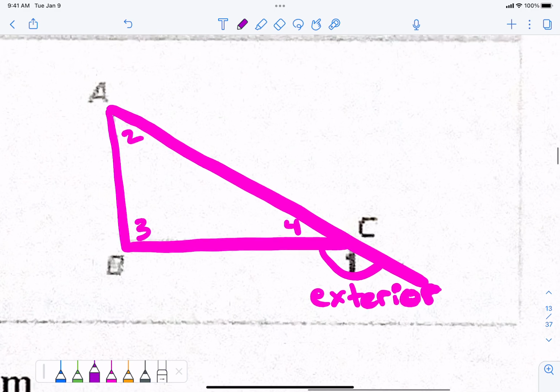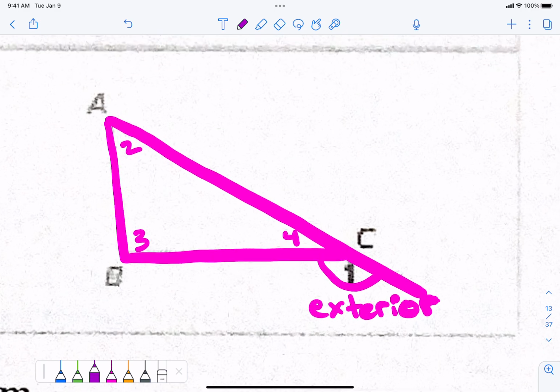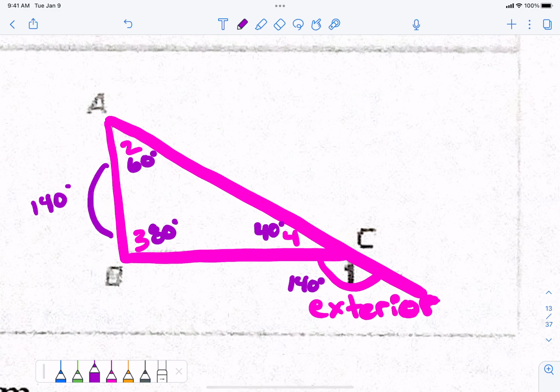We had a thing a while back, but let me just put some numbers in here. Let's say that angle 2 is 60 degrees. Let's say that angle 3 is 80 degrees. We can figure out what angle 4 is, and we can figure out what angle 1 is, right? 60 and 80 added together is 140. So what does angle 4 have to be? 40, to make it 180. And then what does angle 1 have to be? 140 also, because they're on a straight line right here. So angle 1 is 140.